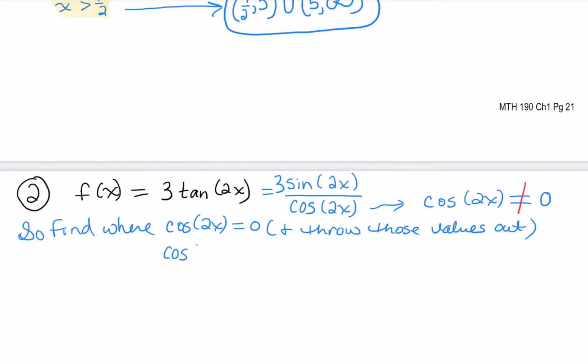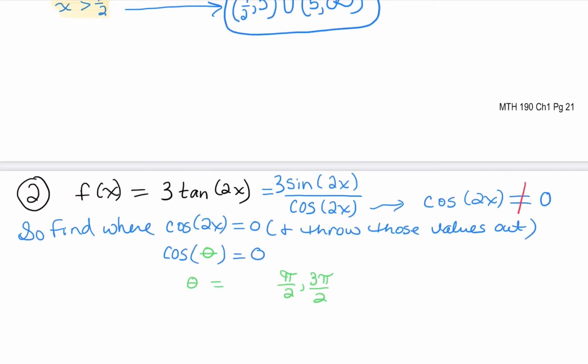Let's think about where just cosine of theta is equal to 0. So for what theta is cosine 0? Well, when you think about your unit circle, where cosine, or your x-coordinate, in your unit circle is equal to 0 is at pi over 2 and 3 pi over 2. Those are your two values on the fundamental period from 0 to 2 pi.